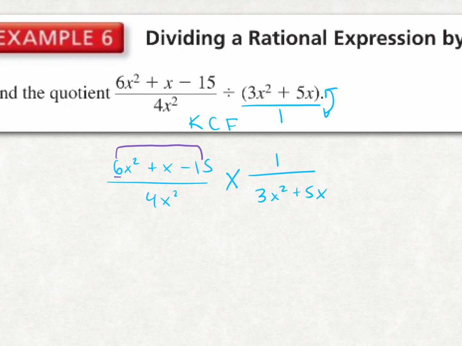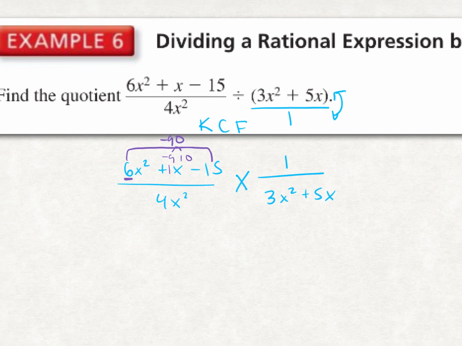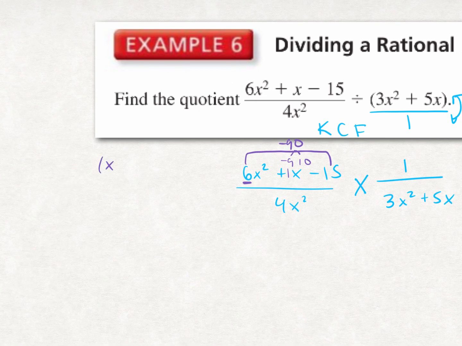Anytime you start with a number that is not 1, you want to check and see if you have a GCF to take out. If you don't have a GCF, you have to multiply the first times the last. So it is 6 times negative 15. Negative 90. Do I have two factors of negative 90 that add to 1? Negative 9 times 10. So this would factor into, I'm going to write it on the side here, x minus 9 and x plus 10.